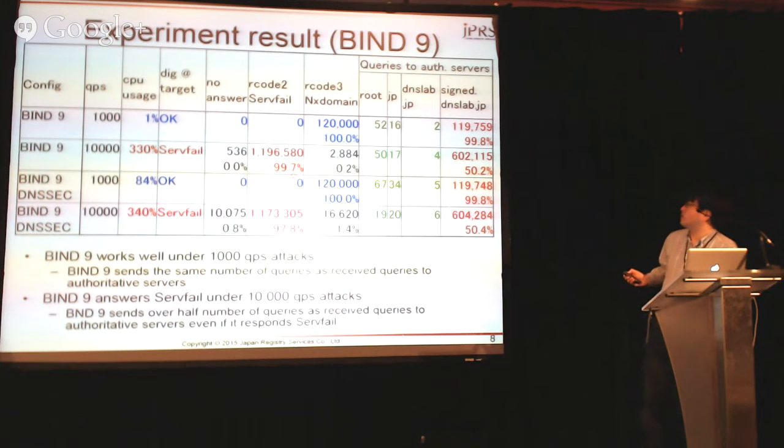BIND9 full resolver sends 600,000 queries to signed dnslab.jp authoritative servers. Very high number of packets.